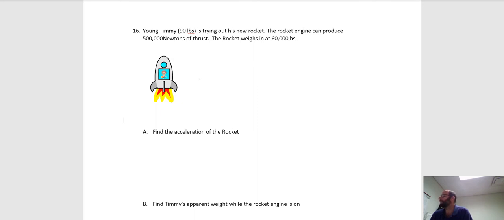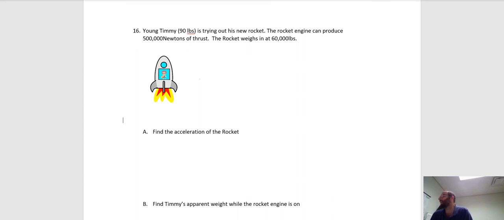All right, part B, where it says find Timmy's apparent weight while the rocket engine is on. So here's what it means by apparent weight. If you were to stand on a bathroom scale, the scale reads the normal force between your feet and the scale surface. When you're standing in your bathroom and the bathroom's not accelerating, then that normal is equal to your weight. But for Timmy, that's not going to be the case. Timmy's accelerating up, so that normal will probably read a higher value than Timmy's weight.